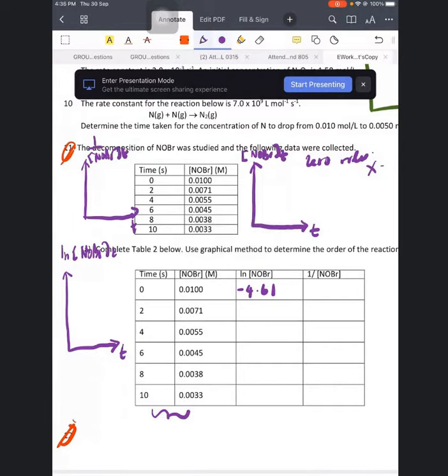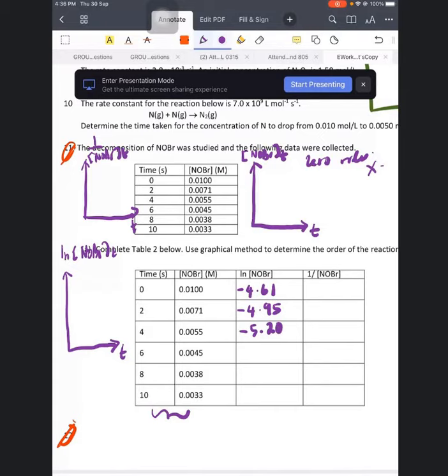Negative 2.65. Sekejap. Negative 4.95. Negative 4.95, kan? Cuba tekan balik tadi. Siapa tadi? Salah. Okay, try satu lagi. ln 0.005. 0.0055. Dapat berapa? Negative 5.2. Okay, so seterusnya isi jugalah.